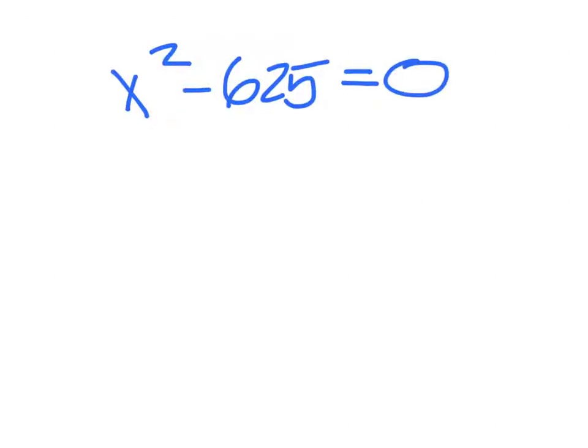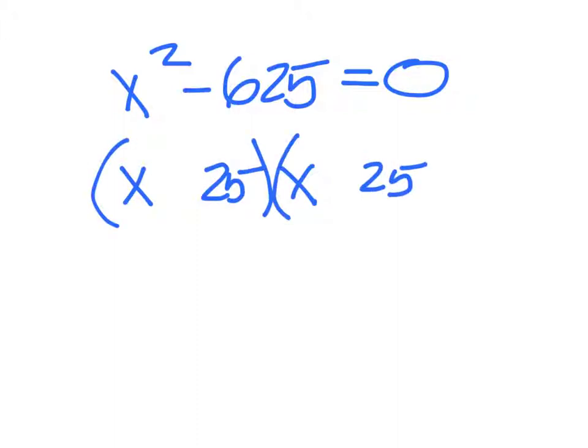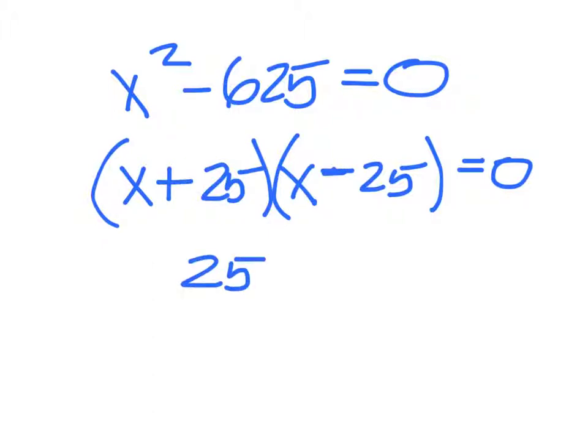If we had x squared minus 625 equals 0, x squared is a perfect square. Is 625 a perfect square? Yeah, so what's the square root of x squared? X. And square root of 625? 25. Alternate the signs. Answer should be 25 or -25.